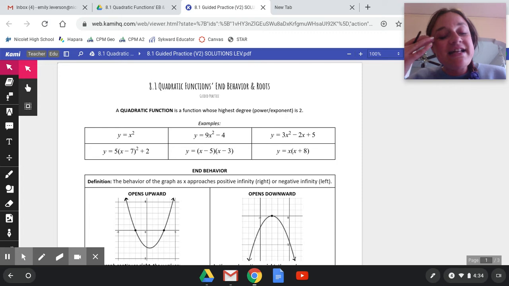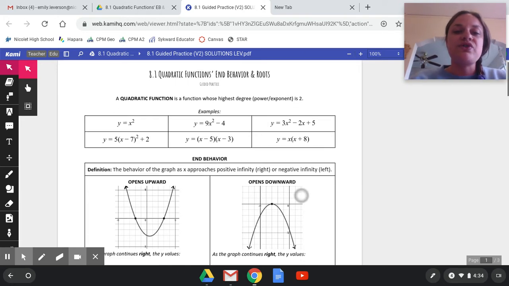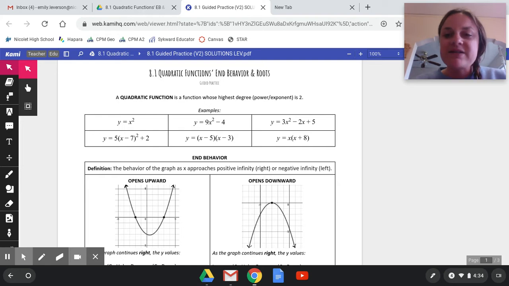Our new unit is about polynomials, and we are going to start by talking about polynomials that we have already worked with this year. We have already worked with quadratic functions, right? Like x squared, something like that. A quadratic function is a function whose highest degree or power or exponent is 2. Y equals x squared is the parent function, and there are different things that you can see here. So what I want you to do right now is pause the video, take a look at these 6 examples.